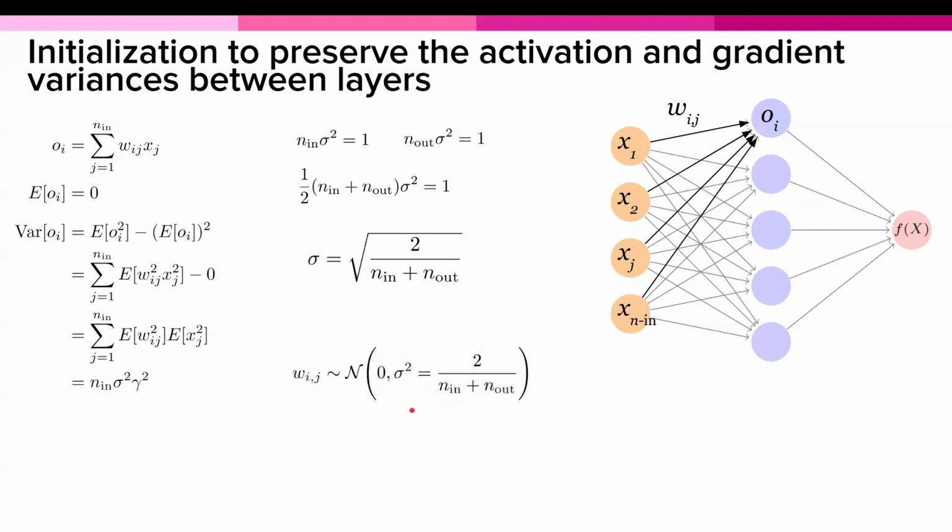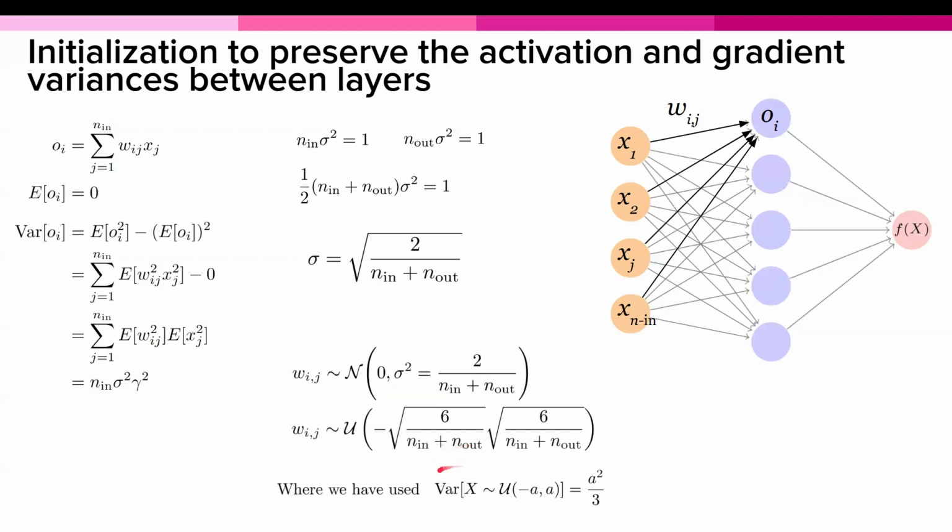For a Gaussian distribution, we can draw the weights by using this variance condition directly. But we could also draw weights from a uniform distribution, because the variance of a uniform distribution from minus a to a is a squared divided by 3. And so if we plug that in, we could sample weights from a uniform distribution instead with this strange factor of 6. But that's where it comes from.